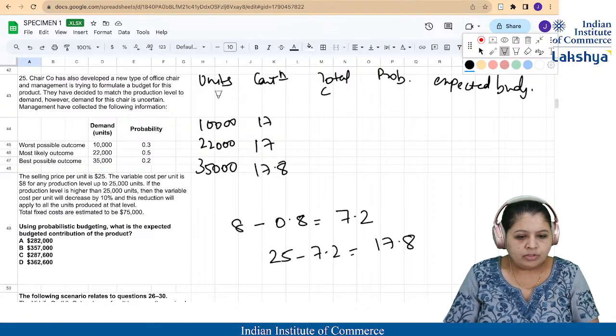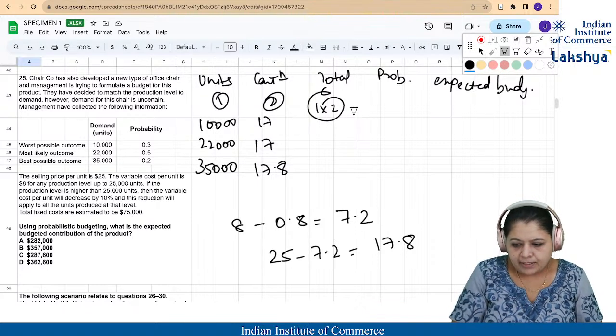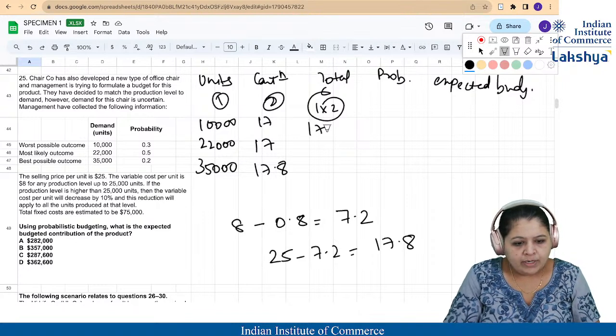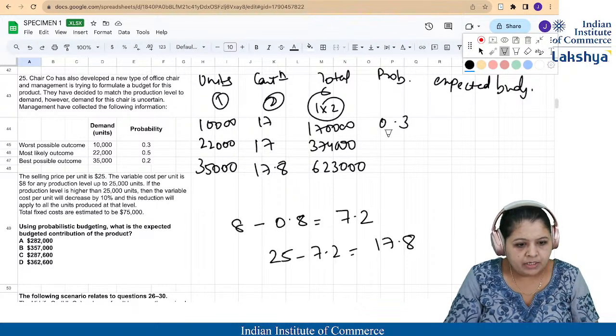Then if this is 1 and if this is 2, you will do 1 into 2 over here, right? And your values come to 1,70,000, 3,74,000 and 6,23,000. The probabilities are also given, which are 0.3, 0.5, and 0.2.